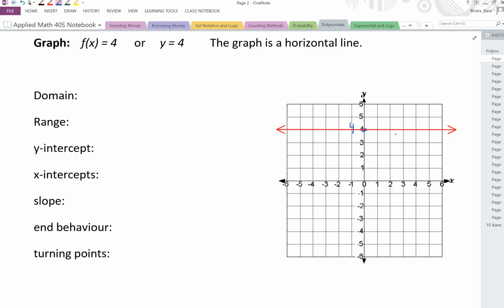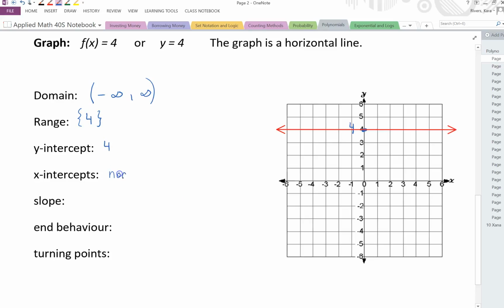So when we go to fill out this information here, when I write out the domain, it is from -infinity to infinity. You will always start with your lowest possible value to your highest possible value. Round brackets, because we never get to infinity or -infinity. The range only has one value, and that value is 4. It's not going above or below that, so that is 4. My range. My y-intercept is also 4.